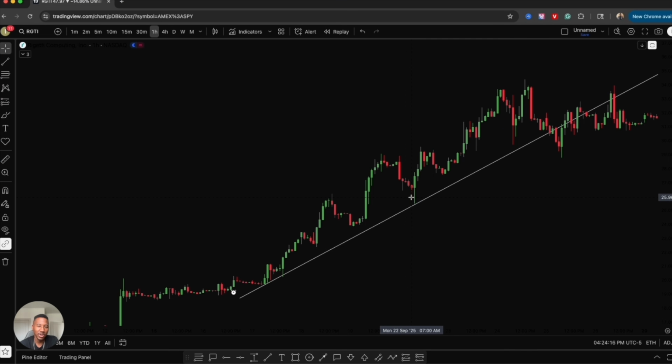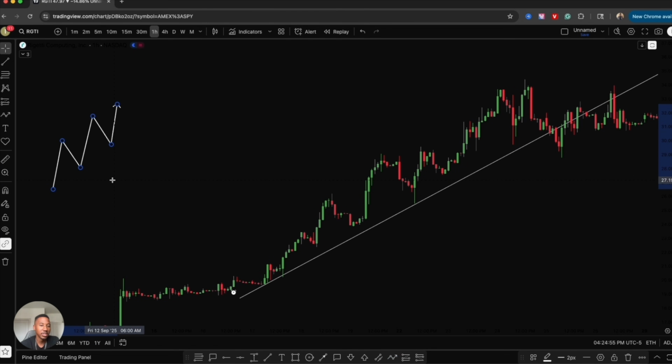Let's talk about market direction. There are 3 main types of trends. First one is going to be uptrend. You've got a starting point, you got a high, you got a higher low, you got a higher high, higher low, higher high. So uptrend consists of higher lows and higher highs.